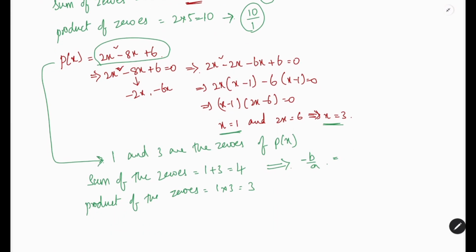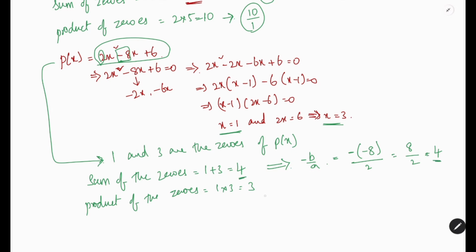Here minus b is, see, b is what? B is minus 8. B is minus 8, and a is the coefficient of x square, it is 2. Minus of minus 8 is 8 by 2 equal to 4. See, the sum is 4.